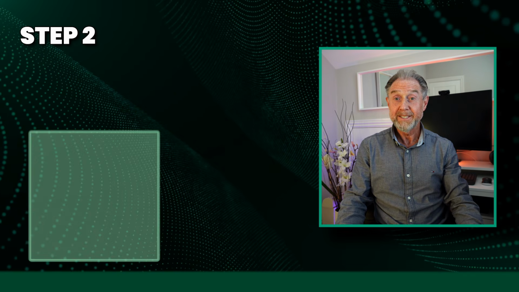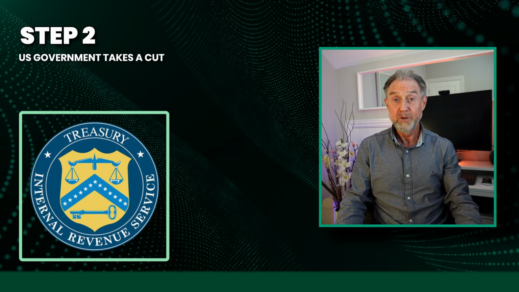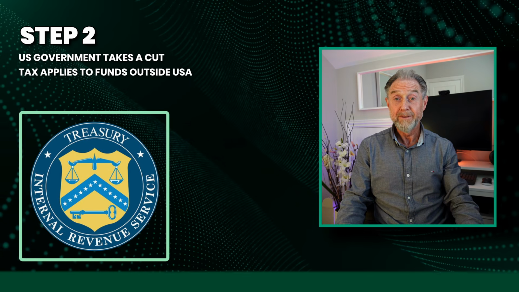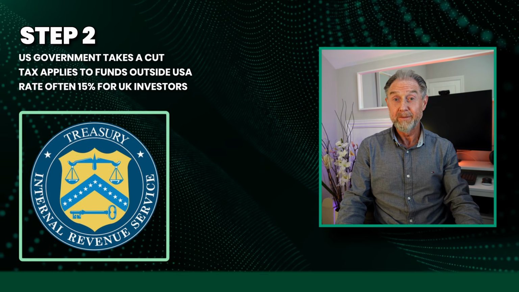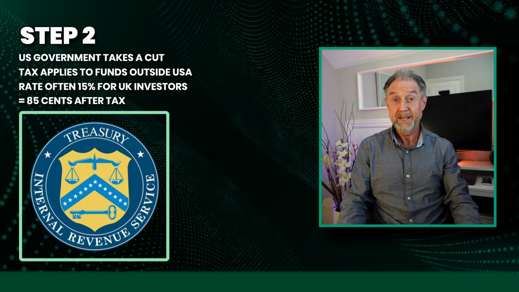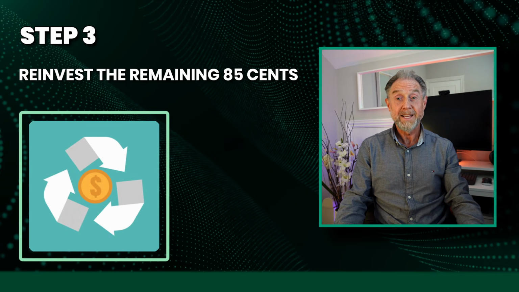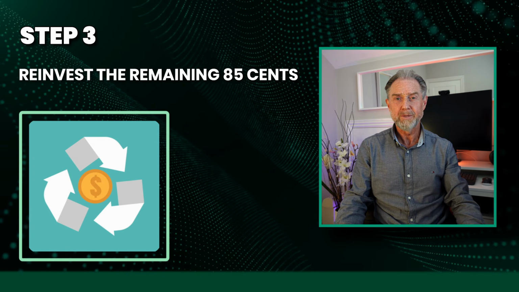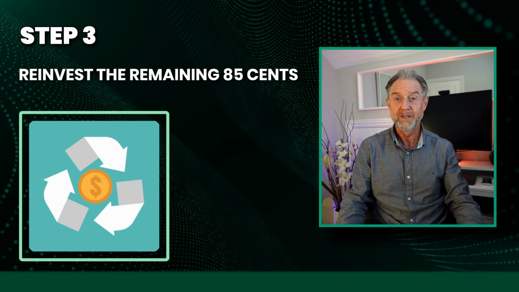Step 2, the US government takes its cut. Because your fund isn't based in the US, the US government automatically takes a chunk of that dividend before your fund receives it. For many funds that UK investors use, that rate is 15%. So instead of receiving the full $1 dividend, your fund only receives 85 cents. And step 3, your fund then reinvests whatever's left. That 85 cents either then gets paid directly to you in the case of a distributed or income fund, or gets reinvested automatically inside the fund if you have an accumulation version, helping it grow over time. But the missing 15 cents? You never see it. It's not shown as a fee, it's not in the OCF, it's just gone.